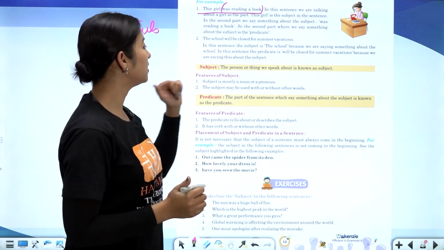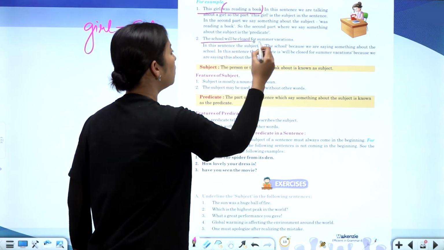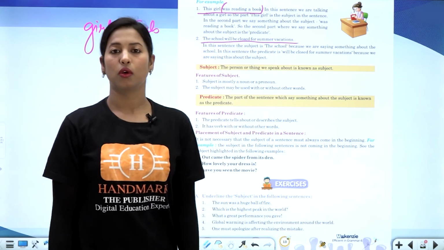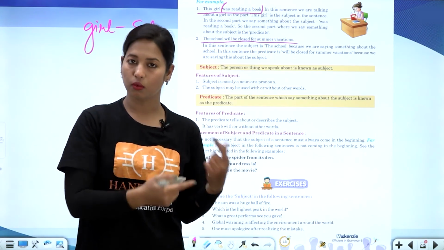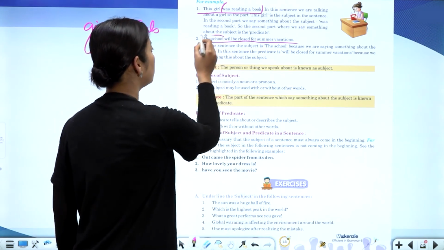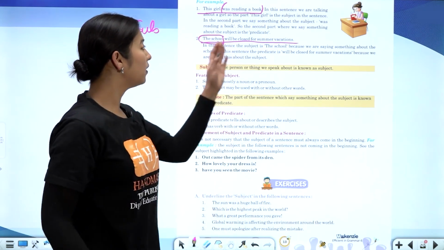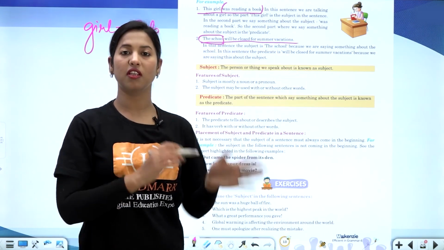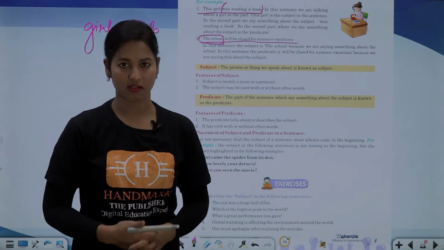Similarly, we have one more sentence here. The school will be closed for summer vacations. So we are talking about the school. So the school is the subject, and will be closed for summer vacations, the rest of the sentence, is the predicate.